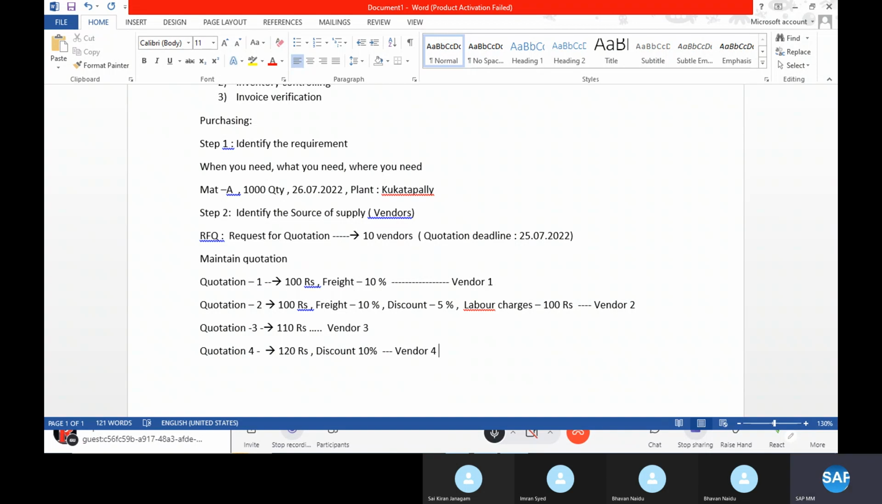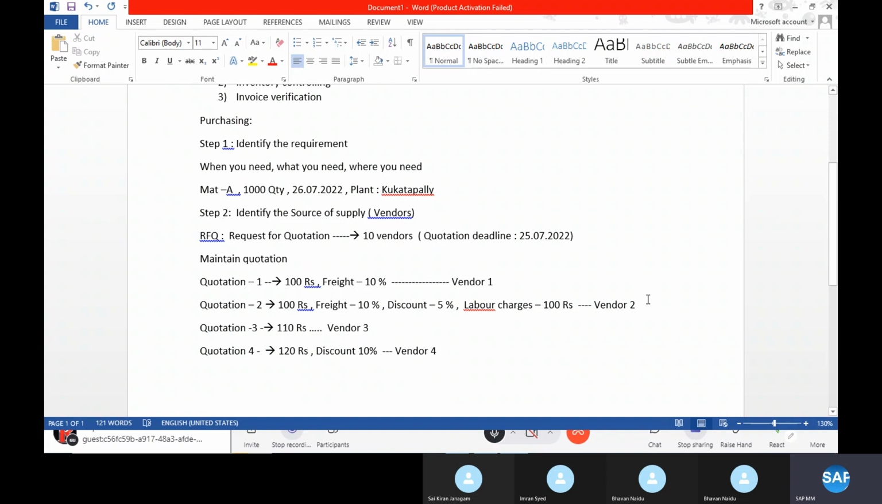Why should it not be quotation 2, or why should it not be quotation 3? Quotation 2 will be 100 rupees. Again, labor charges will be 200, but the discount is 5% and for the other it is 10%.